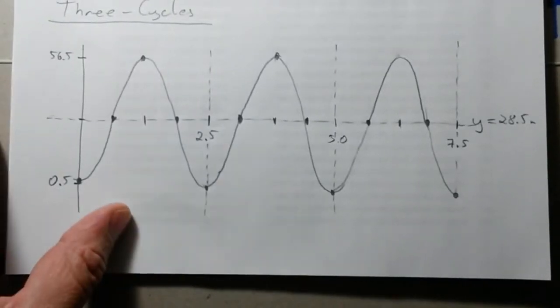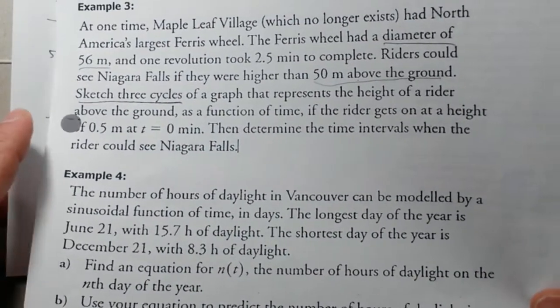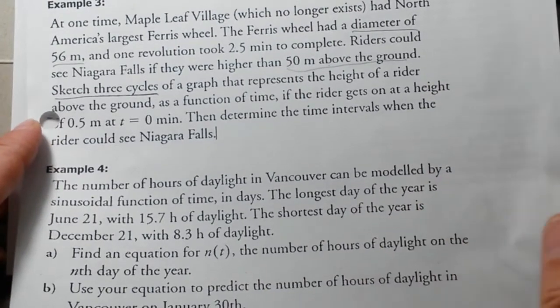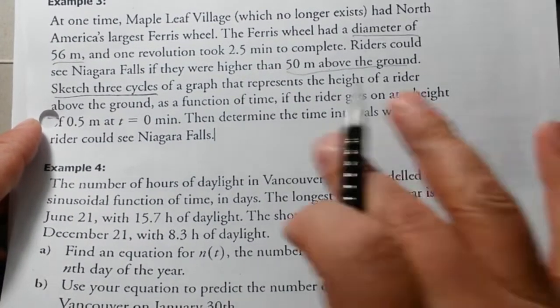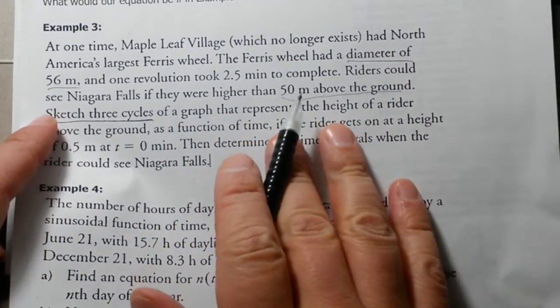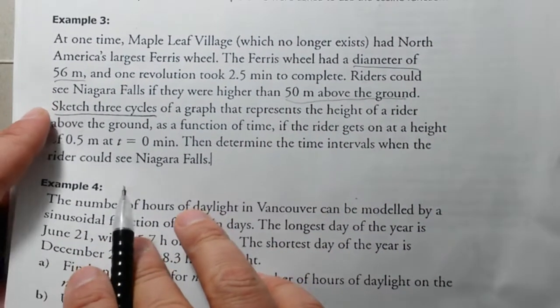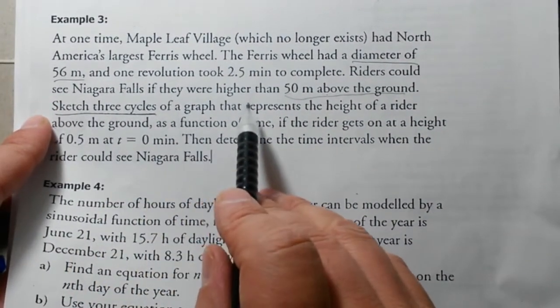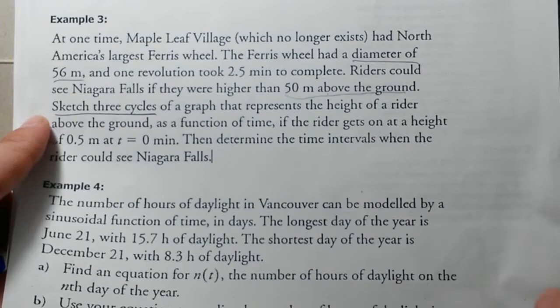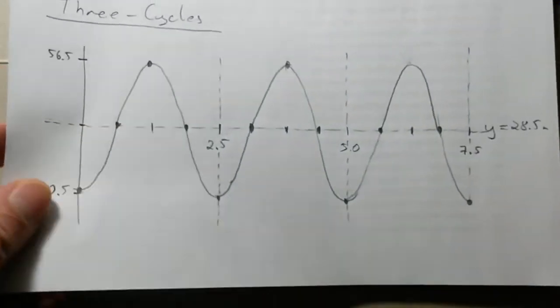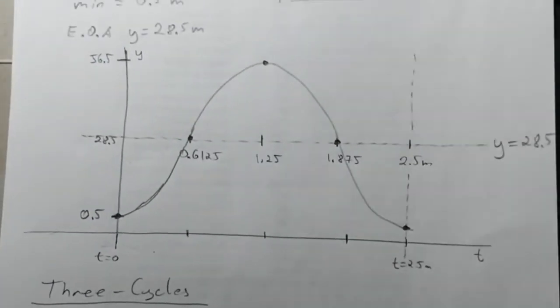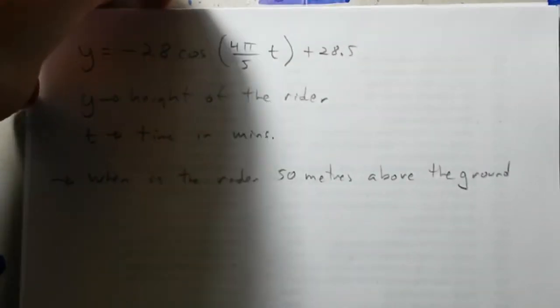Okay, so then the last part of this problem-solving question says, then determine the time intervals when the writer could see Niagara Falls. And of course, the writer could only see Niagara Falls when they are higher than 50 meters above the ground. Okay, so anyways, we're going to look at this graph as a reference.